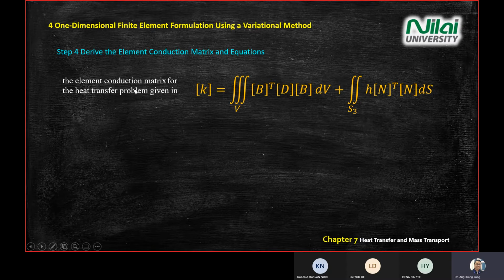So when you come to step 4, you look at the equation for the conduction matrix, you find this equation. B, I already explained how you get B. B transpose times the D times the B dV. And this one, if you're seeing the H here, it means you're having a convection scenario. Every time you see H, it means you have a convection. H N transpose N dS. So this is an important equation.